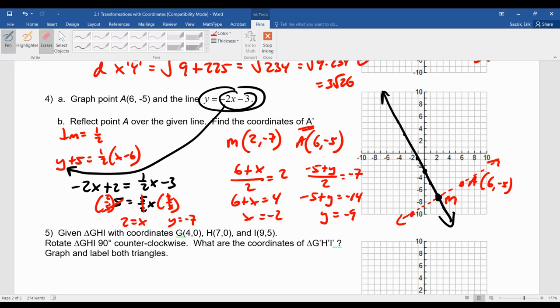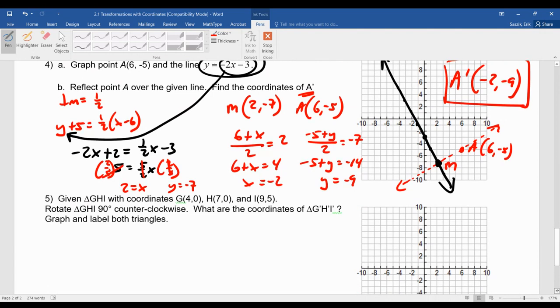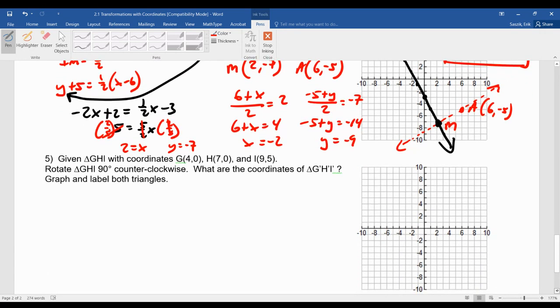So it turned out it was right there. Whoops, that's not true. My line's a little bit off. You know, -2, not -9 is right there, but you know, I was just freehanding this. But my A prime again ends up being -2, -9. Okay. So a lot of work. You have to solve the system to find the midpoint. Notice how we didn't have to use distance formula there, though. No distance formula needed.